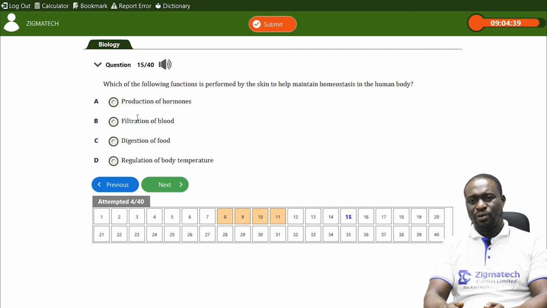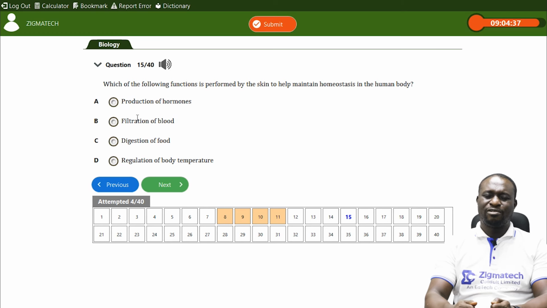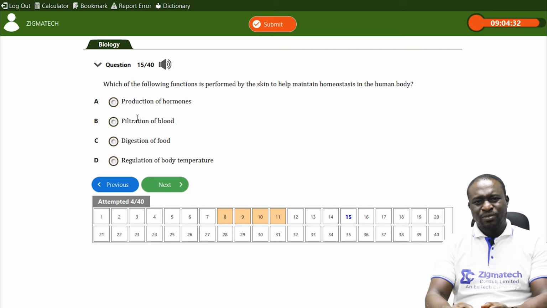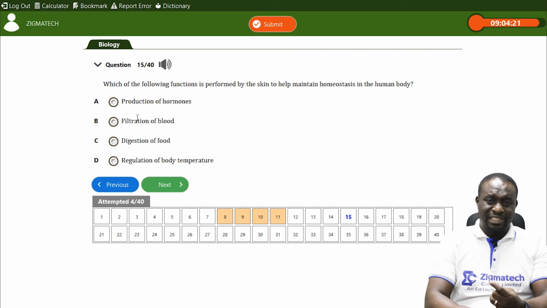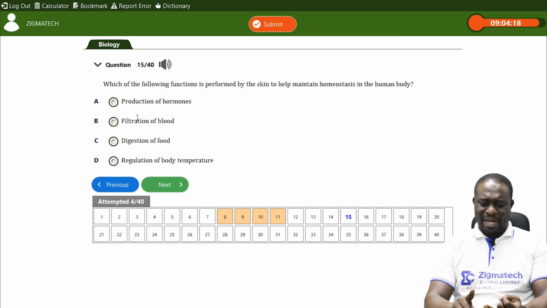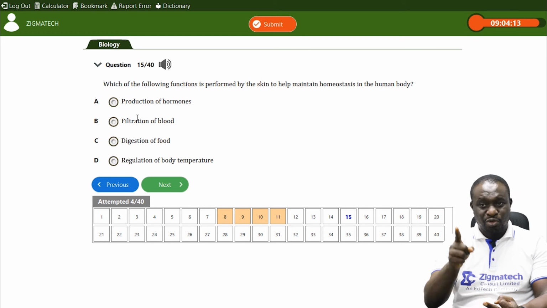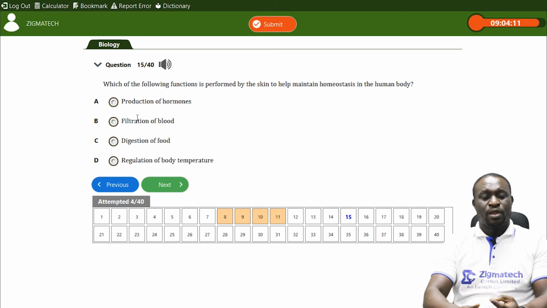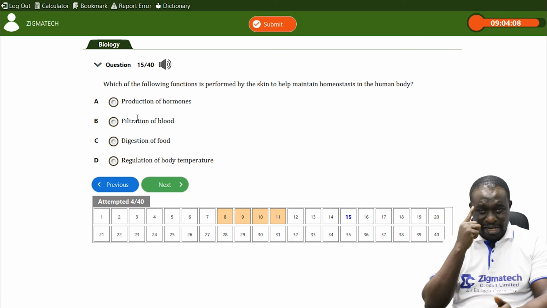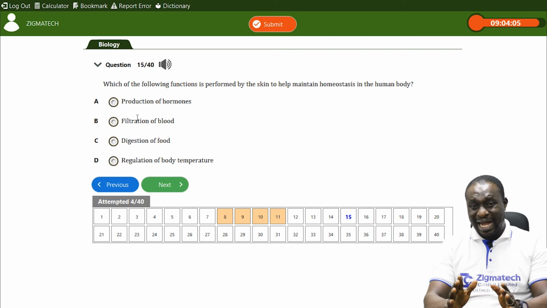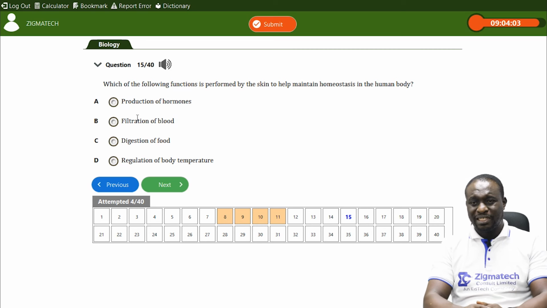So most organisms have several organs that are responsible for regulating the internal environment. If there is a change in the internal environment, there are organs responsible for regulating it. One of them is the kidney. We have the kidney, we have the liver, we have the skin, hence what we're discussing today. We have hormones, and then we also have the brain. So these are organs that are responsible for regulating the internal environment.